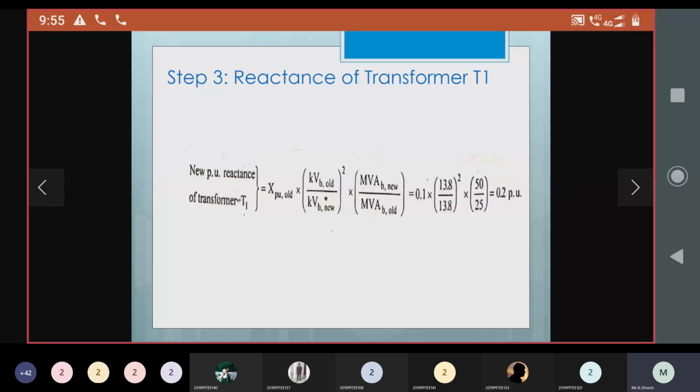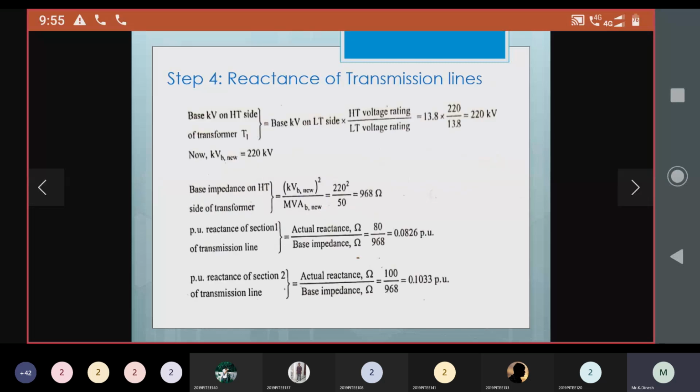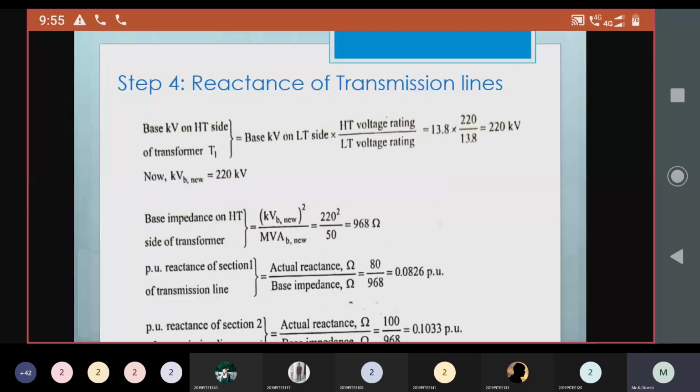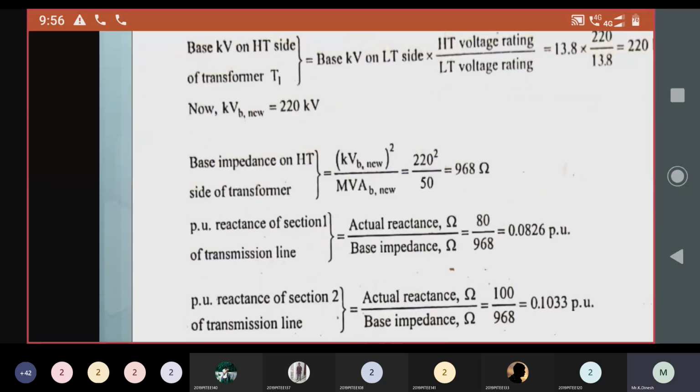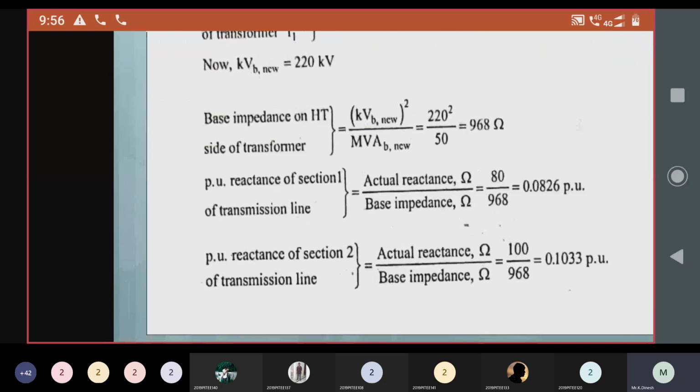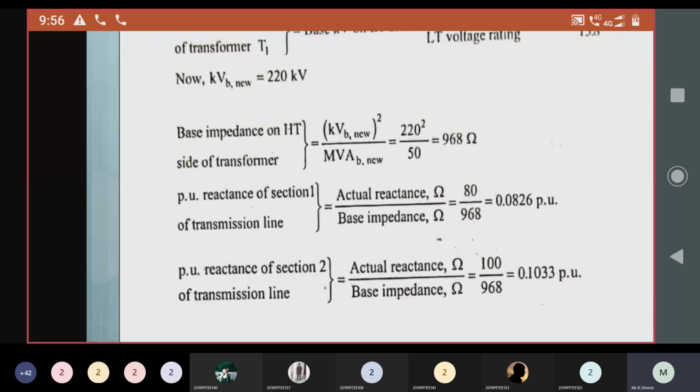Step number 4 is your transmission line. The transmission line is connected to the secondary of transformer T1, on the HT side. So there is a change of base on the HT side of T1. You have the relation: base KV on the LT side into HT voltage rating by LT voltage rating. So 13.8 into 220 by 13.8. The 13.8 values get cancelled, you have 220. For the transmission line, KVB new is 220. So ZB is KVB new squared by MVAB new, 220 squared by 50, which is 968.